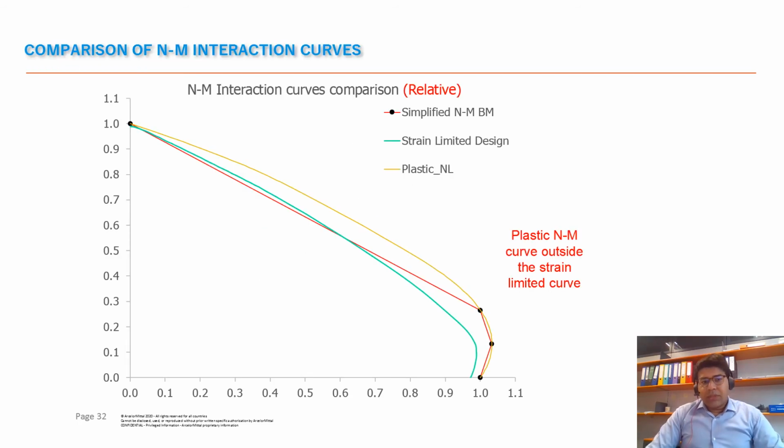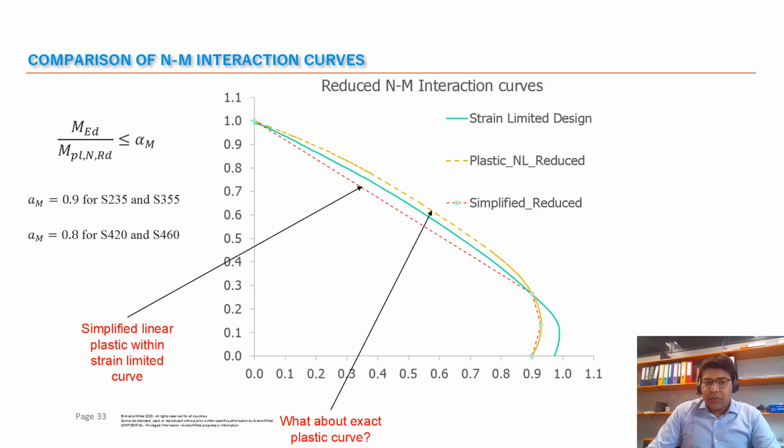So once all these different methodologies were implemented in a small tool, namely the simplified curve, the exact plastic NM curve, and a strain limited curve, they can now be seen all together, and you see that the exact plastic curve lies outside the strain limited curve. And for this reason, we use an alpha M value.